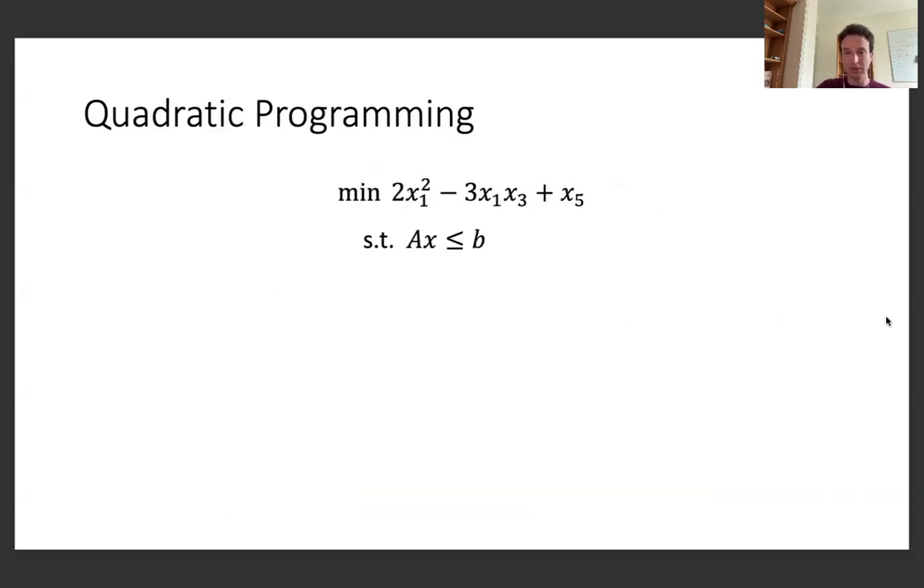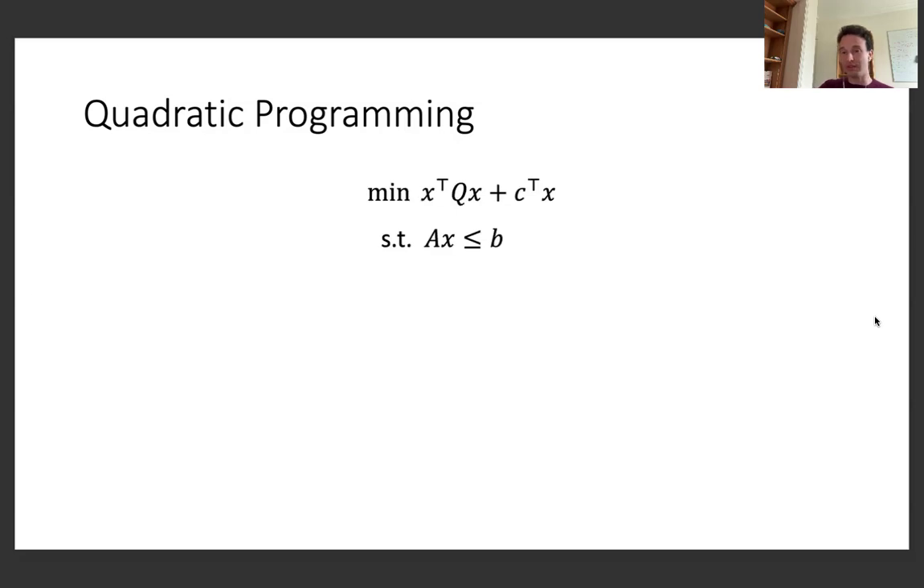So for example, a program of this form would be a quadratic program because the objective function only consists of terms that have degree at most 2. So this term has degree 2. This term has degree 2 as well. This one has degree 1. And the constraints are just simple linear constraints.